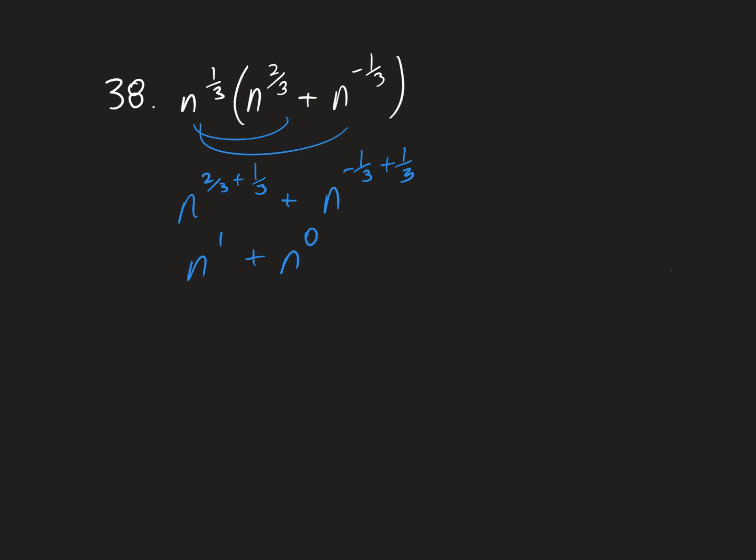And this is kind of the cool one. What is n to the 0 power? Well, anything to the 0 power is just going to equal 1. So this becomes n plus 1 in its most simplified form.